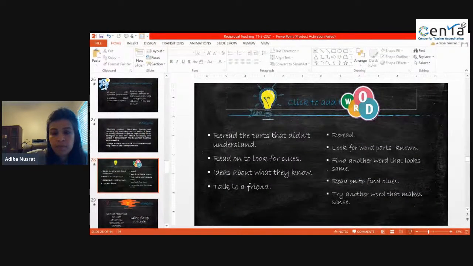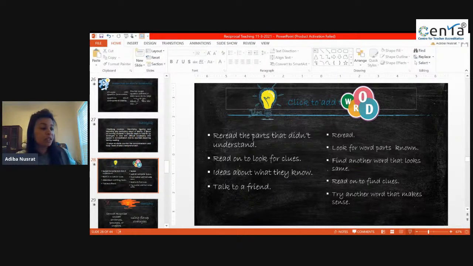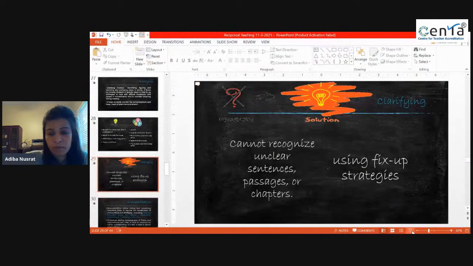Okay. So the problem with clarification is that sometimes the students cannot recognize the unclear sentences. Sometimes they are unable to recognize the passages or the chapters. For that, what we as teachers need to do is use the fix-up strategy. We need to ask the students to make a note of it. We can ask them to reread the text, ask them to write down some notes, and we can support the students. We can hint the students. So these are the fix-up strategies that can really help the students in clarifying the notion, clarifying the problem.